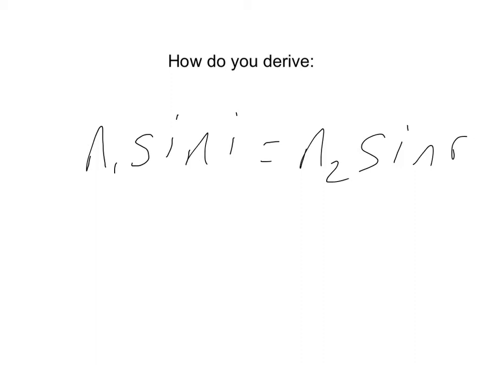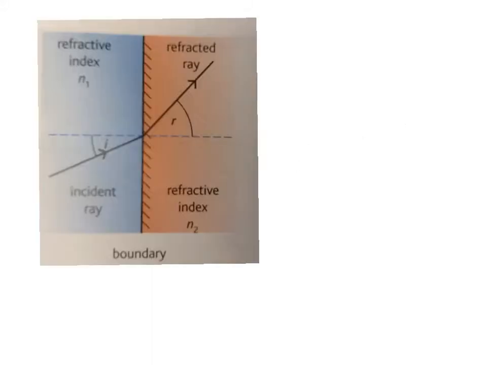In this video I'm going to explain to you how to derive the equation n1 sine i equals n2 sine r. During this derivation I will refer to the diagram that's on the screen. What we've got is an incident ray coming through a substance of refractive index n1. That's going into a more dense material, because the angle of refraction is greater than the angle of incidence, and the more dense material has a refractive index of n2. We've got the angle of incidence i and the angle of refraction r.